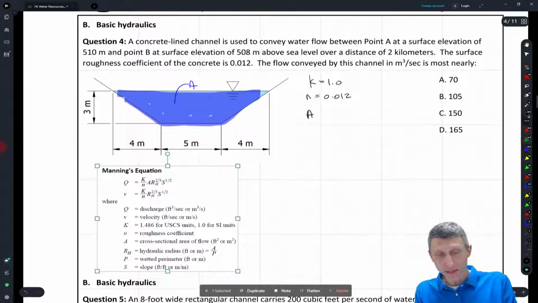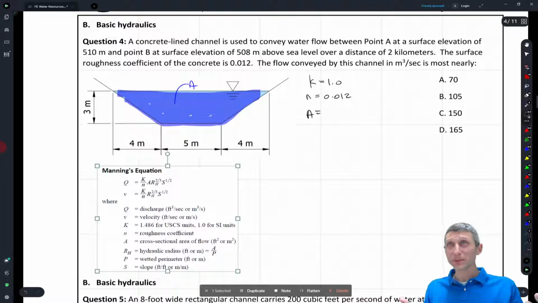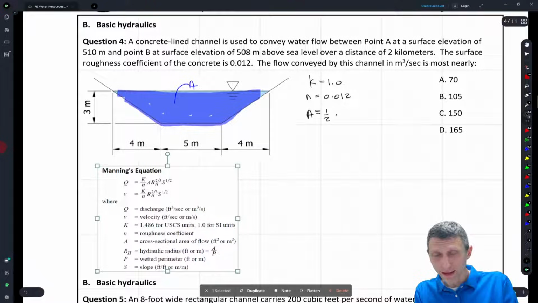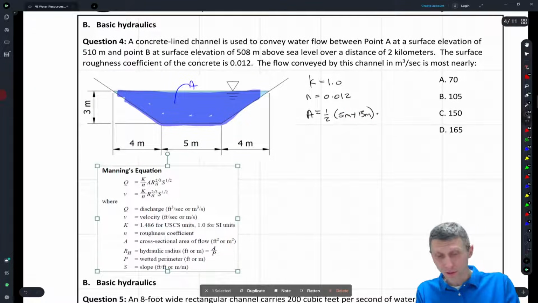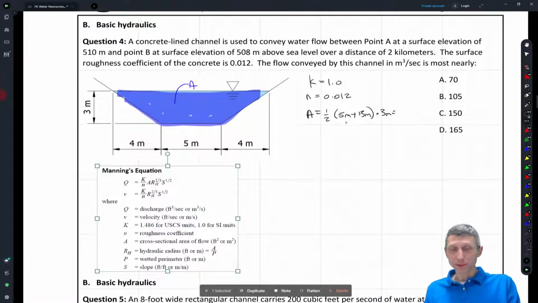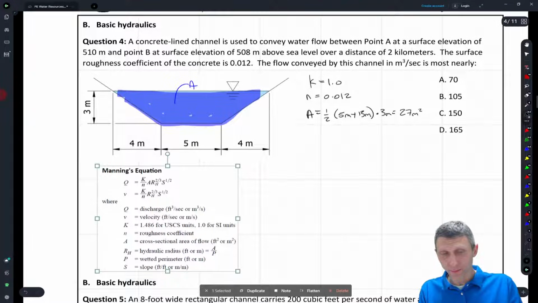So what is that? Well, this is a trapezoid. So we're going to do 1/2 of the bottom, which is 5 meters, plus the top, 8 meters. So 5 plus 8 is going to be 13 meters. So that's our average width of this thing. And then our height we know is this 3 meters. So if we multiply by 3 meters, we're going to get 1/2 of 18, so that's 9 times 3. It's going to be 27 square meters.